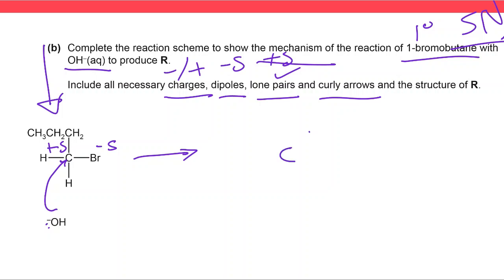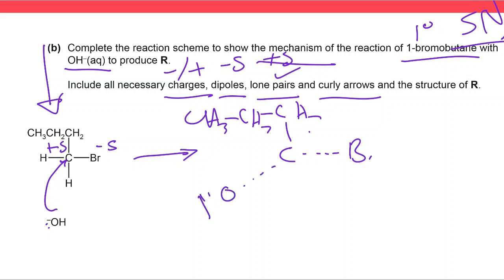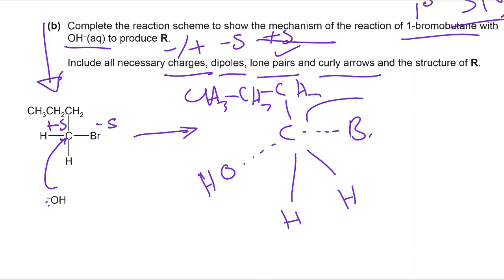Carbon, okay, with CH2, CH2, CH3, and here this Br, sorry, this Br will be a dotted Br, and this OH will also be dotted. And here you have two hydrogens. This is the intermediate. Then this bromide is going to leave this compound.